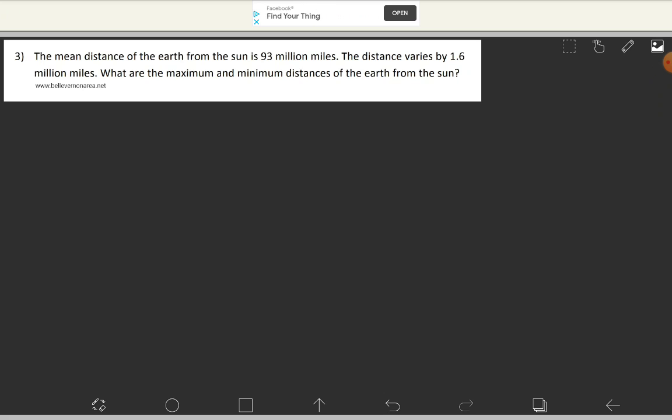So here we have a problem from bellvernonarea.net, and it says, the mean distance of the Earth from the Sun is 93 million miles. The distance varies by 1.6 million miles. What are the maximum and minimum distances of the Earth from the Sun? Alright, so what we are looking for are our maximum and minimum distances from the Earth and the Sun, so that will be our x.